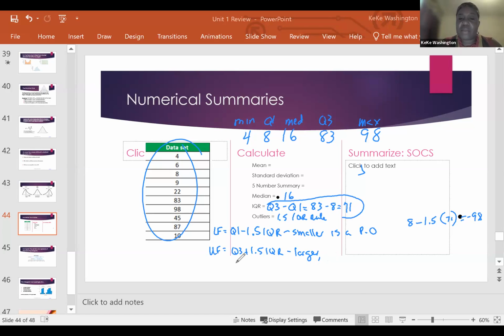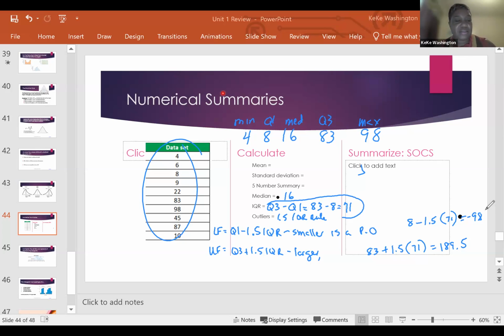Now we check our upper fence. Q3 is 83 plus 1.5 times your IQR. That gives us 189.5. Any data value larger than this number is a possible outlier. When I look at my data values, I do not see any numbers smaller than negative 98 or larger than 189.5. Therefore, we do not have any outliers in this data set.